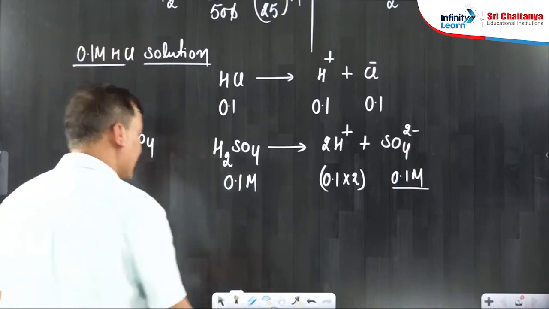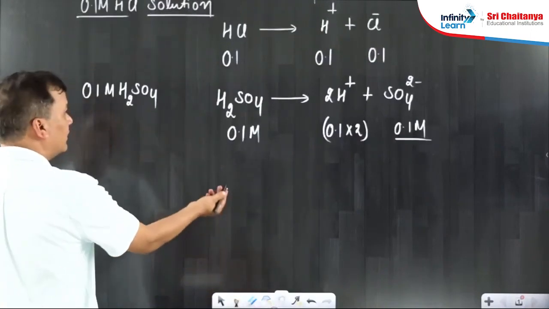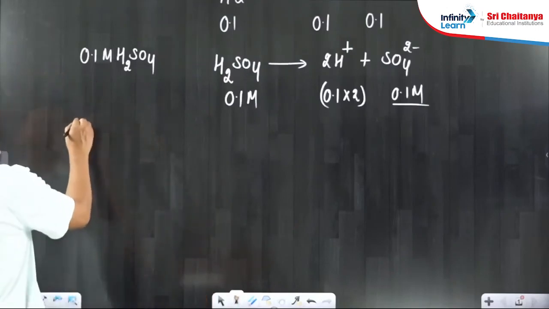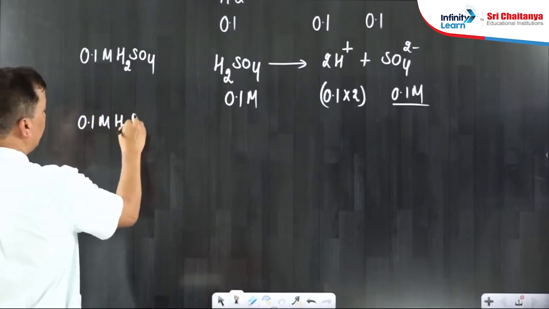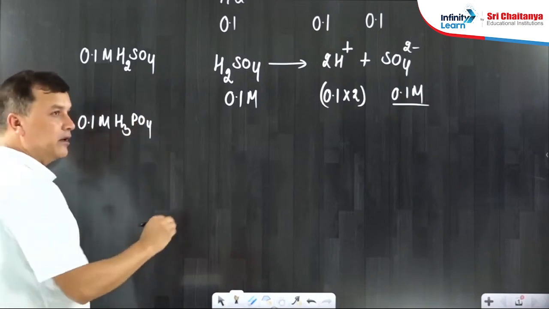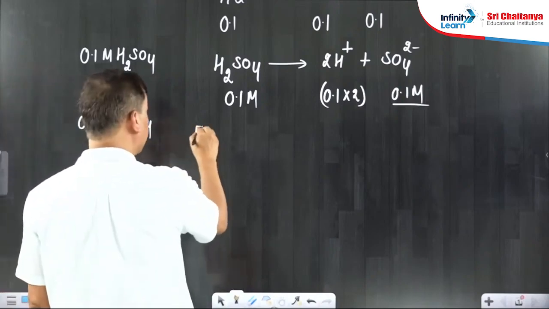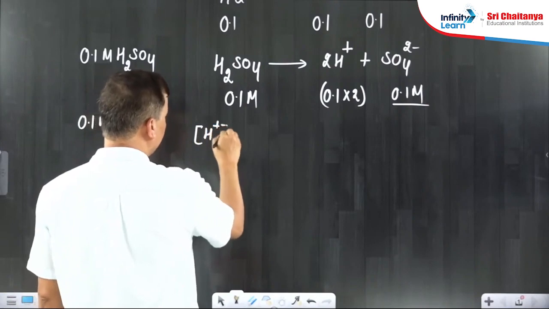In the same way, if we have 0.1 molar H3PO4, I am writing here, in this solution the molar concentration of H positive is equal to what?